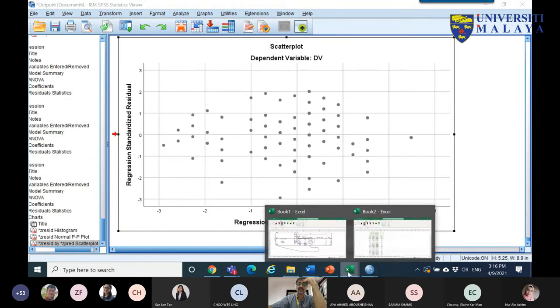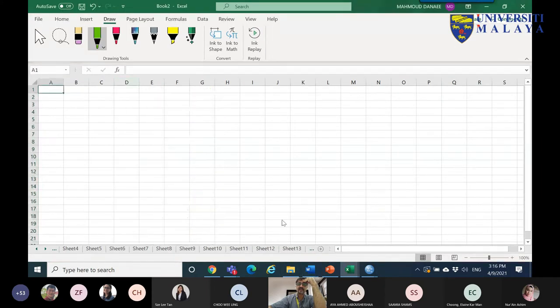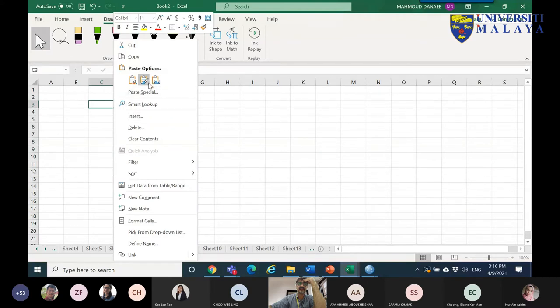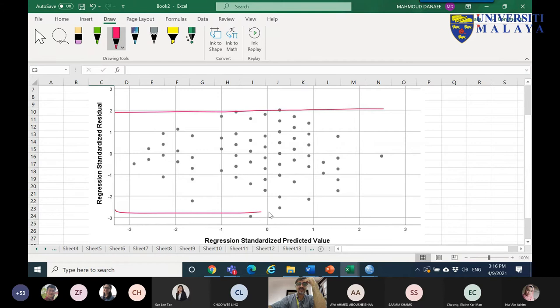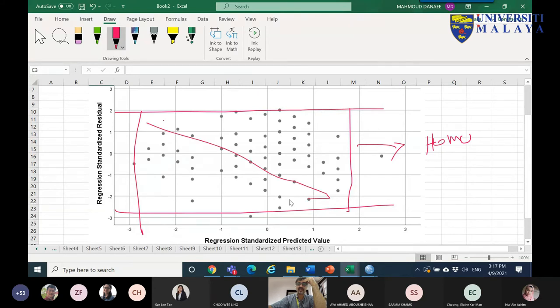Let me copy this one and then just paste it somewhere around here. So now, as you can see here, if I ignore this, I can see that most of the error at different levels is almost homogeneous. So that's why we can say that in this study, we have homoscedasticity. But if the data was like this, then we call it heteroscedasticity.